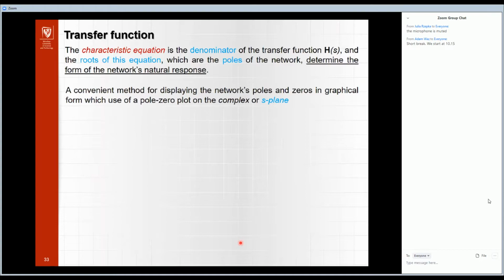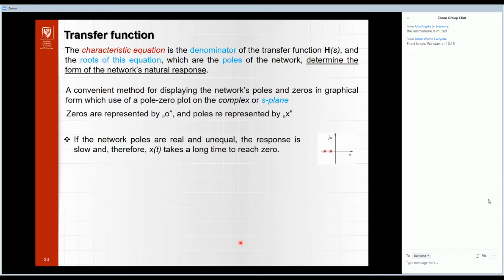Okay, and the characteristic equation. We know that the characteristic equation is the denominator of the transfer function, and the roots of this equation, which are the poles of the network, determine the form of the network's natural response. A convenient method for displaying the network poles and zeros is graphical form, which uses a pole-zero plot on the complex or S plane. Zeros are represented in this plane, of course, it's only one possibility, by O, and poles are represented by X.